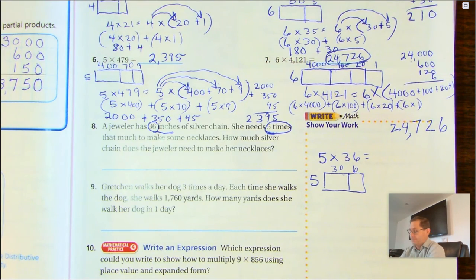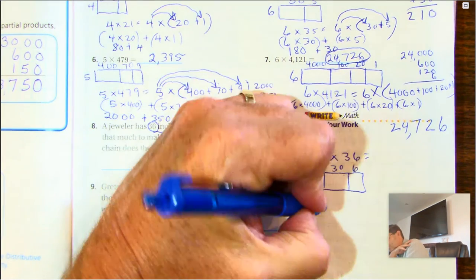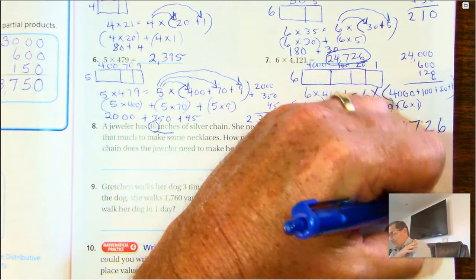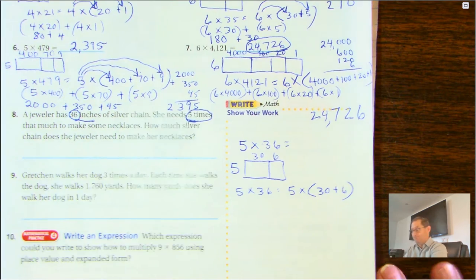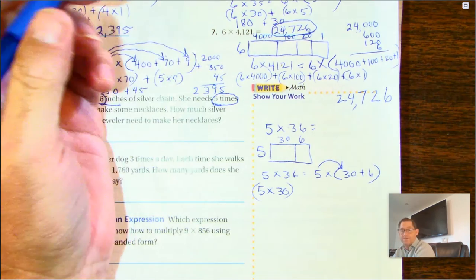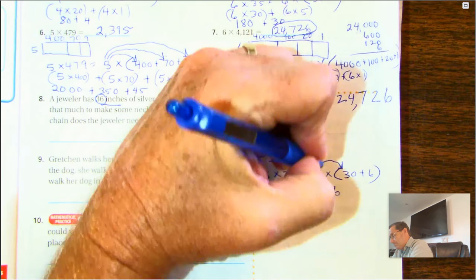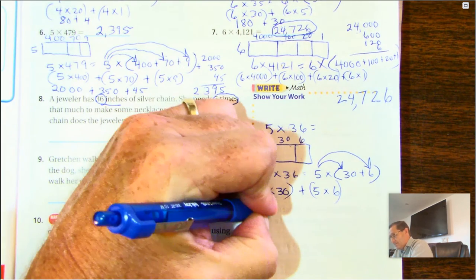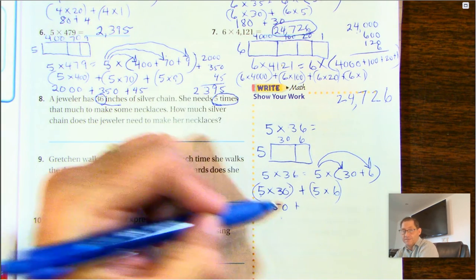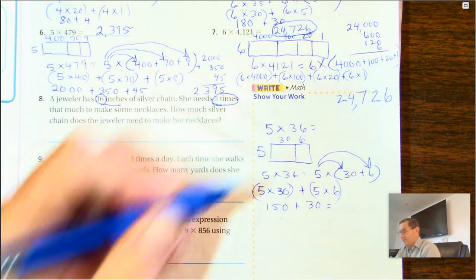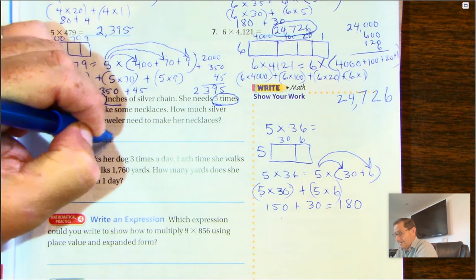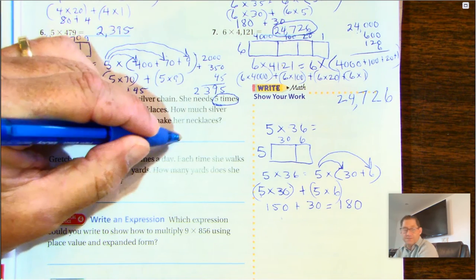That's the model of that problem. 5 times 30 plus 5 times 6. 5 times 36 is the same as saying 5 times the sum of 30 plus 6. Use the distributive property to find the partial products. 5 times 30 plus 5 times 6. 5 times 30, 5 times 3 is 15. Put the 0 of the 10. And 5 times 6 is 30. So we can add that together. We get 180. She's going to need 180 inches of silver.